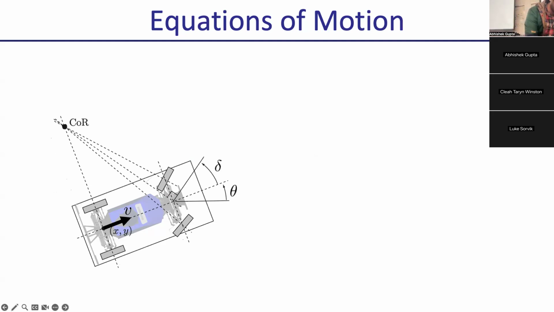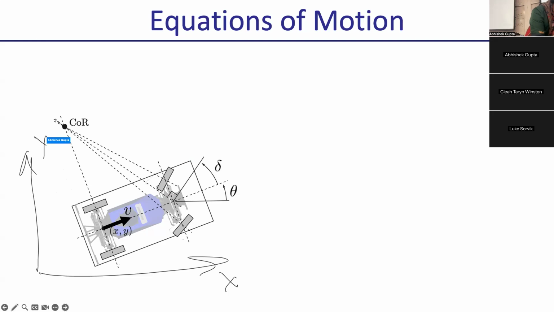We're going to define, for instance, the position of the car on the X-axis and the Y-axis. X and Y, let's take our rear axle as our reference point. So X and Y is going to be the position of the center of our rear axle.